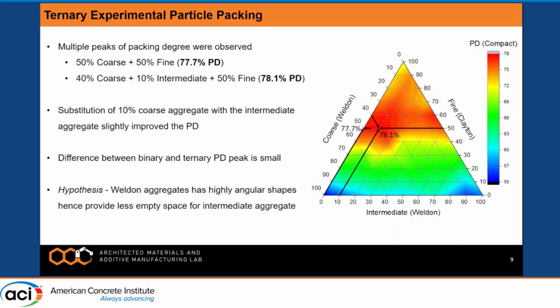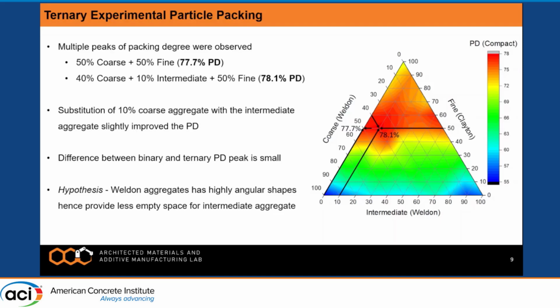I think Professor Sobolov also showed the same plot. We have done the experimental analysis with coarse, intermediate, and clay, and what we see is that we have a small region where we have very high particle packing. The two peaks correspond to the value at 10% substitution of the coarse aggregate with the intermediate aggregates, and then you have a binary blend of 50 to 50% that we have just talked about in the last slide.